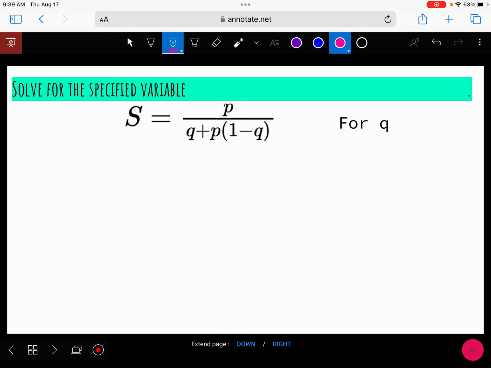We've got S equals P over Q plus P times the quantity 1 minus Q. I believe this is a physics thing. I don't know why we need this, but it's a thing. And what we're going to do is solve for Q.